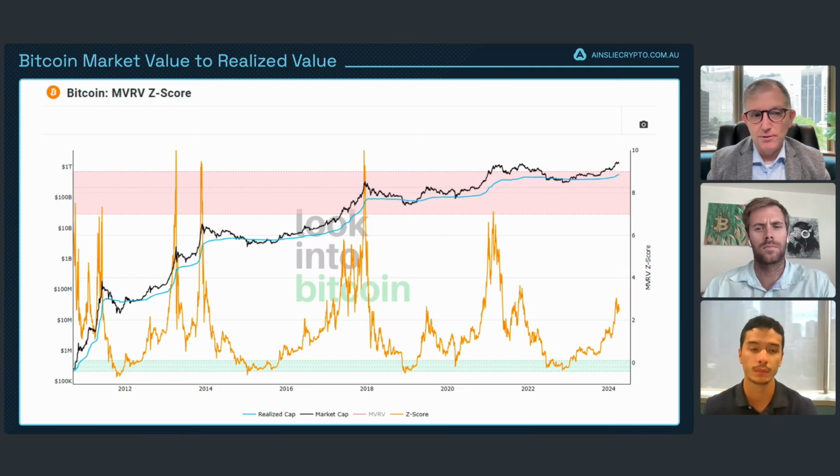So we'll start you off on this one, your Bitcoin market to realized value chart. Can you give us that overview again of what it is? Because it takes me a few times on these charts to understand what I'm looking at. So step us through it, and then we'll discuss.